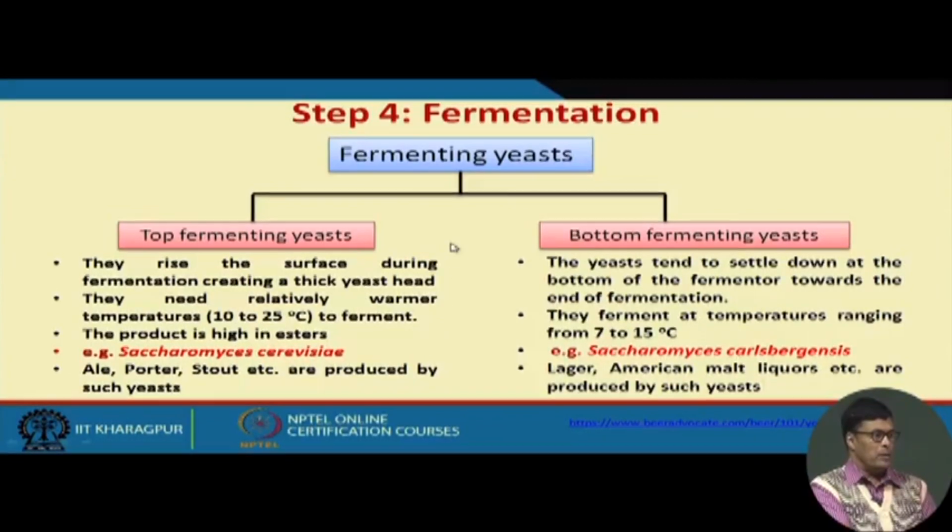So this is the difference we have between the top fermenting yeast and the bottom fermenting yeast. I told you the top fermenting is Saccharomyces cerevisiae, the bottom fermenting is Saccharomyces carlsbergensis, and the top yeast rises to the surface. This usually takes place at the higher temperature, and time of fermentation will be less as compared to Saccharomyces carlsbergensis, which usually takes place at the lower temperature.